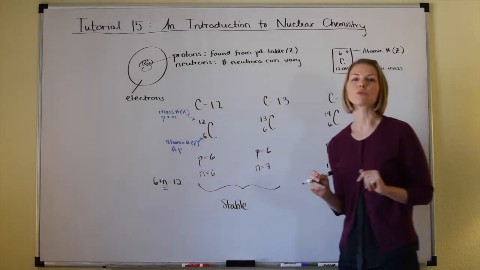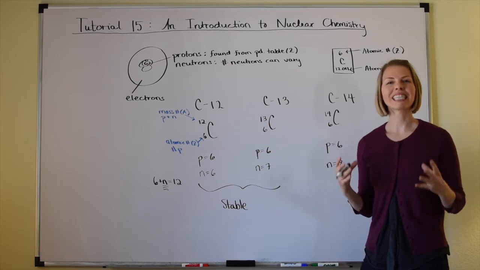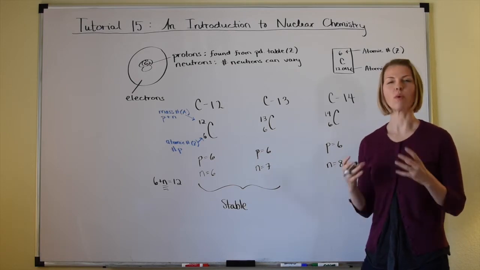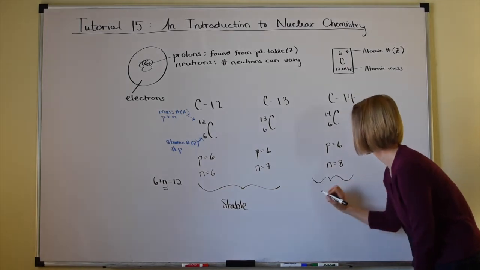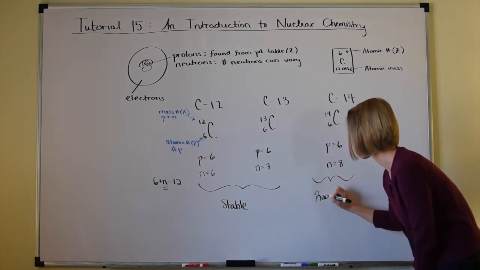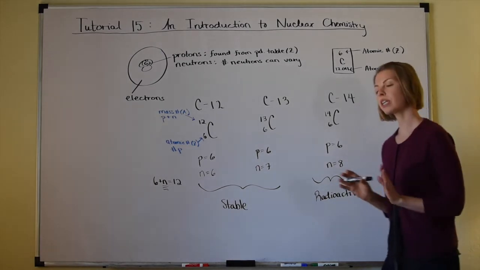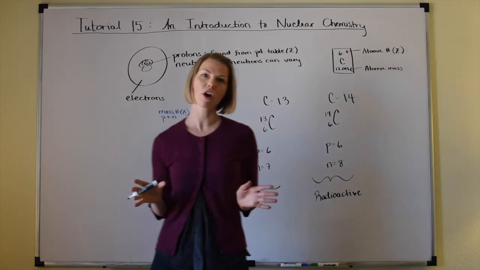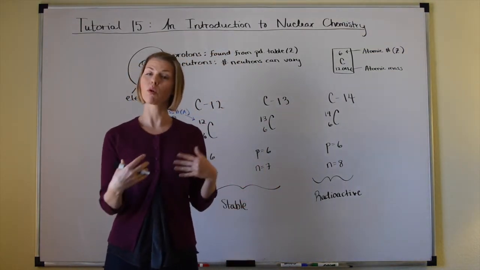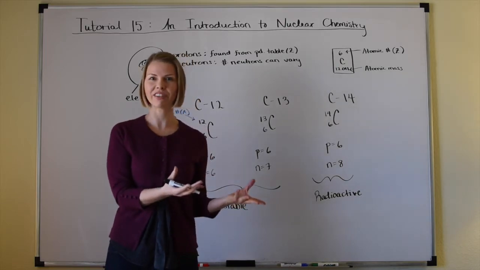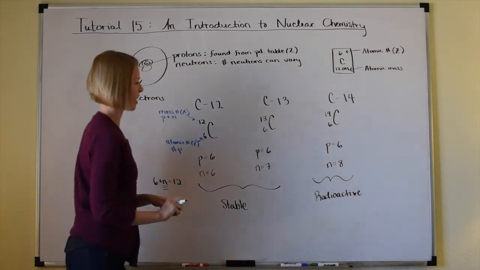Carbon-14 is radioactive. It will undergo spontaneous change within its nucleus. So I'm going to write here, carbon-14 is radioactive. So we're going to talk a little bit about what makes an isotope stable or unstable, radioactive, next when we move on to slide 2. So let's go ahead and erase here.